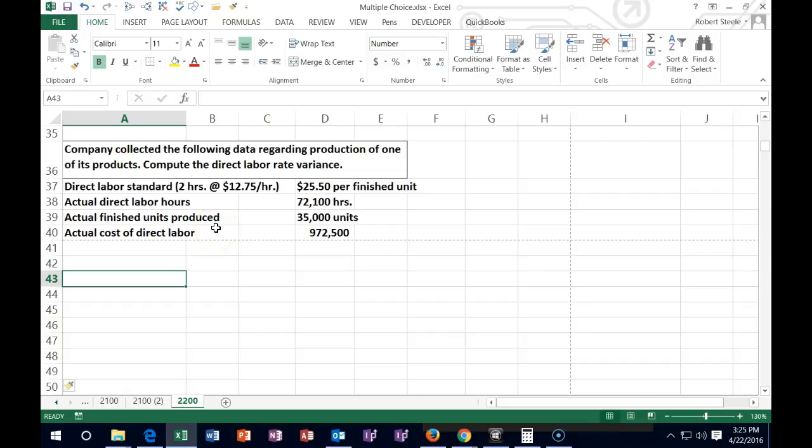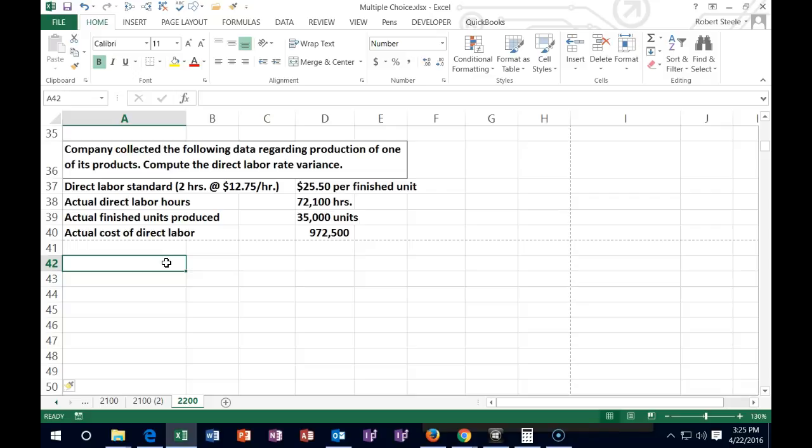Then we have the actual direct labor hours, which was 72,100. Actual finished units produced 35,000. Actual cost of direct labor 972.5. So once again, we're looking for that variance, so we're trying to see what the change is going to be from what we budgeted to happen and what actually happened.